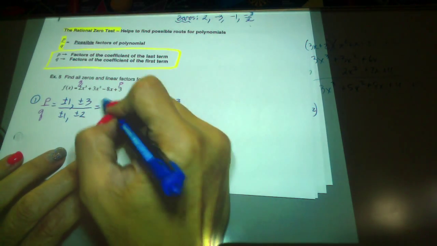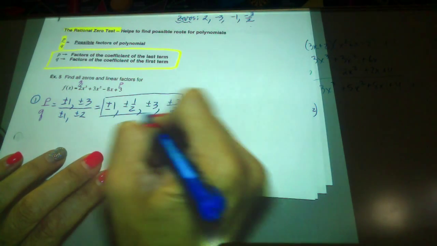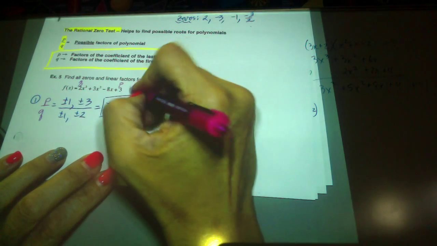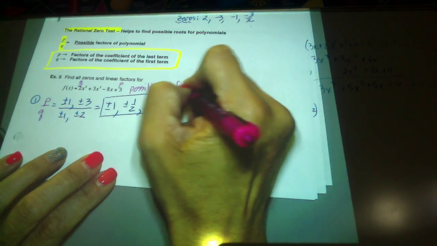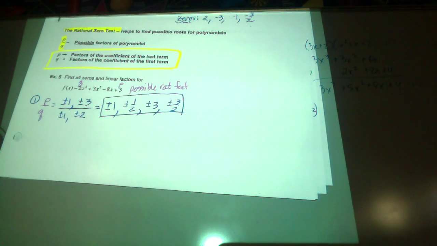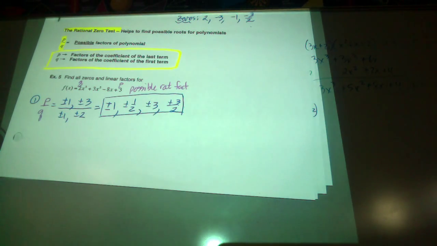So these are all of my possible rational factors. That doesn't mean they're zeros. That's where I focus my attention. So I now know I'm not going to choose 20. It's not in there.